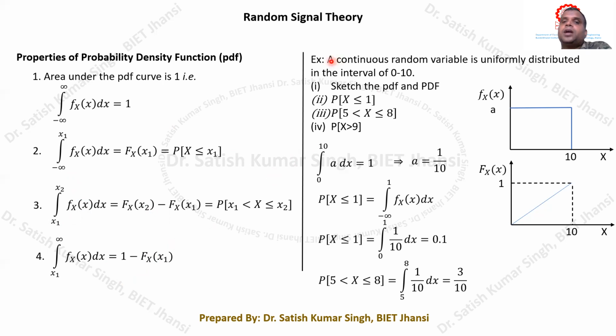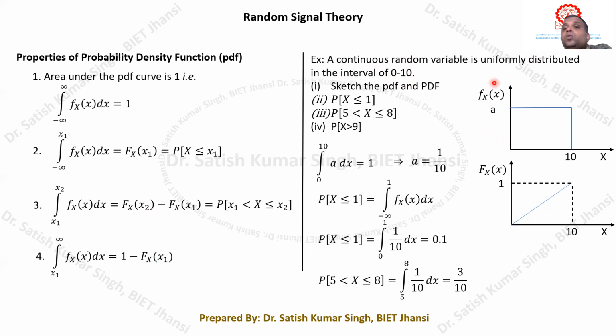Let us suppose that we have a continuous random variable which is uniformly distributed in the interval of 0 to 10. First we try to understand what this question is. The question is: a continuous random variable is uniformly distributed in the interval of 0 to 10. So it is uniformly distributed. Let us suppose that the random variable is equal to x. It is saying that it is uniformly distributed in the interval of 0 to 10.